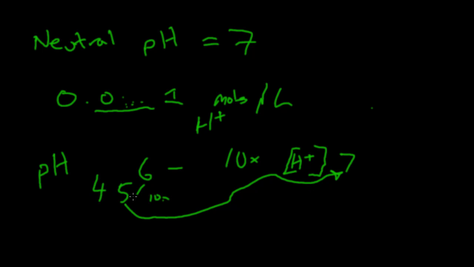pH 4 has 10 times again the concentration of pH 5, which means it's got 100 times the H plus concentration of something that's pH 6, and 1,000 times the H plus concentration of something that's pH 7.